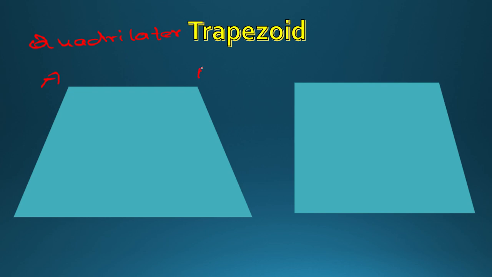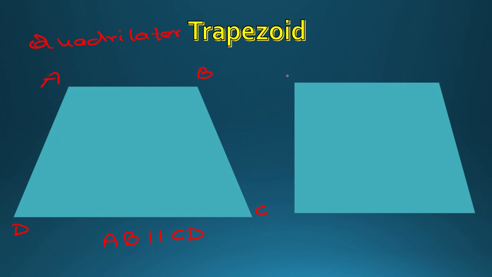Like you can see, if I name it A, B, C, D, AB and CD are parallel to each other. AB is parallel to CD. What do you mean by parallel lines? Parallel lines are lines which will not cut each other. If you extend the lines in any direction, they are not going to cut each other, so they are called parallel lines. And the two other lines will not be parallel: AD and BC are not parallel.